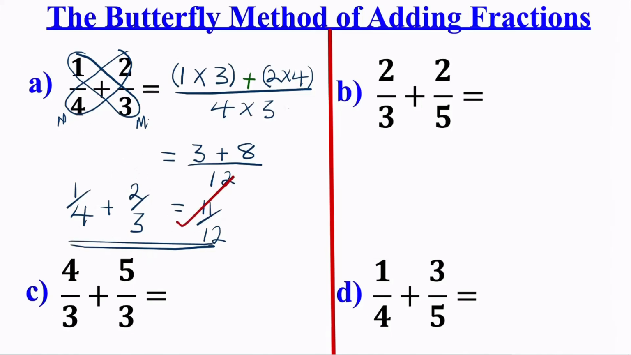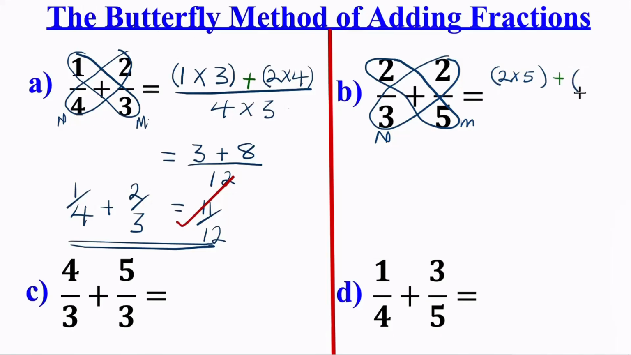Then let us go to part B. We have 2 divided by 3 plus 2 divided by 5. The same way, this is the major diagonal, M, and this one is the minor diagonal, N. So we do the same. We first multiply the entities in the major diagonal, and there we have 2 multiplied by 5. Then the sign there is a plus, so we add.